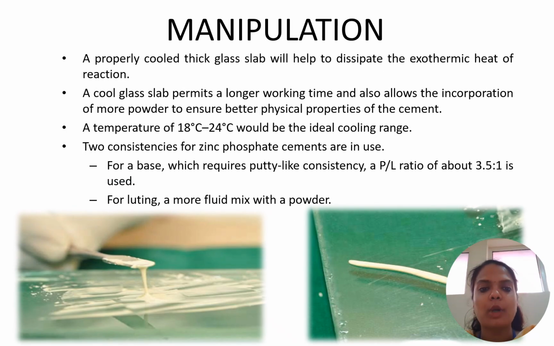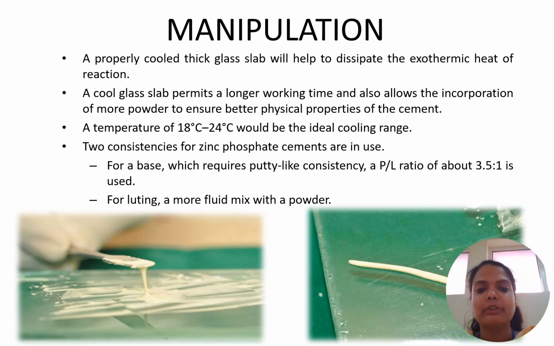Manipulation. A properly cooled thick glass slab will help to dissipate the exothermic heat of the reaction. A cool glass slab permits a longer working time and also allows the incorporation of more powder to ensure better physical properties of the cement. A temperature of 18 to 24 degrees Celsius would be the ideal cooling range.